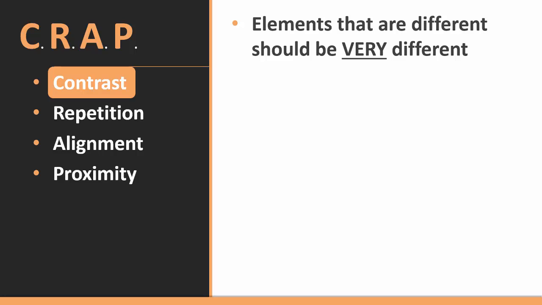This simple principle is trying to emphasize that if you're going to make something different, you have to make it really, really different. Otherwise, the elements are too ambiguous, especially if they're positioned right next to each other. These differences have to be distinct. So let's take a look at some examples.